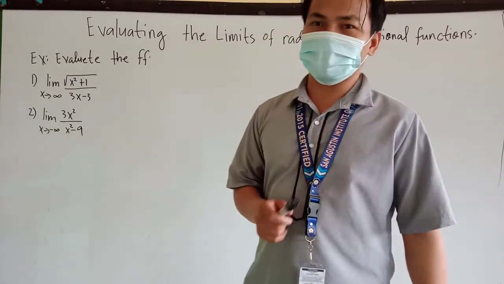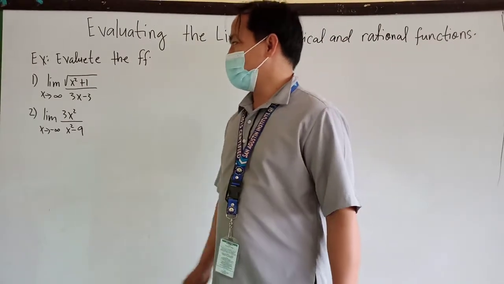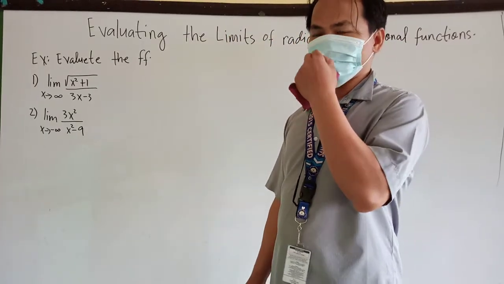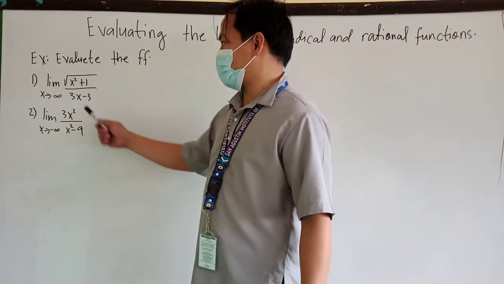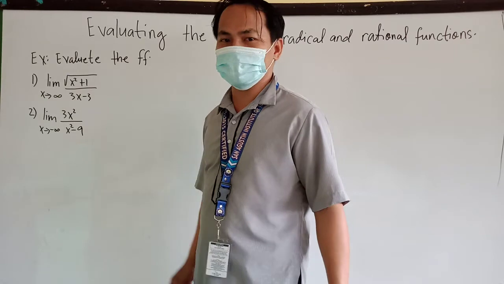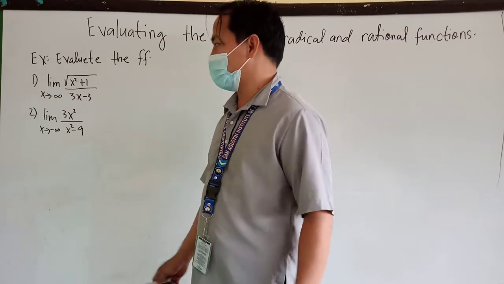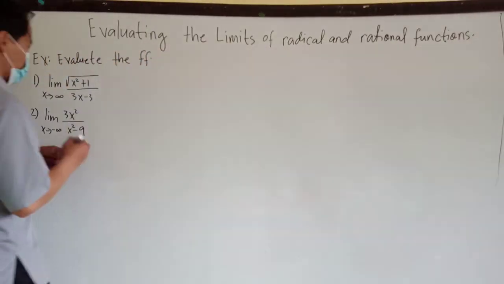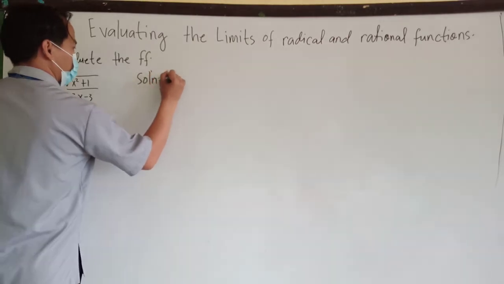To evaluate the limit of this type of function, all we have to do is divide each term by a variable containing the highest exponent. As we observe in the first one, the variable that has the highest exponent is x to the power of 2. So this variable, x squared, will be the one we divide each term by. Okay, so we will now solve number one. Solution for number one.